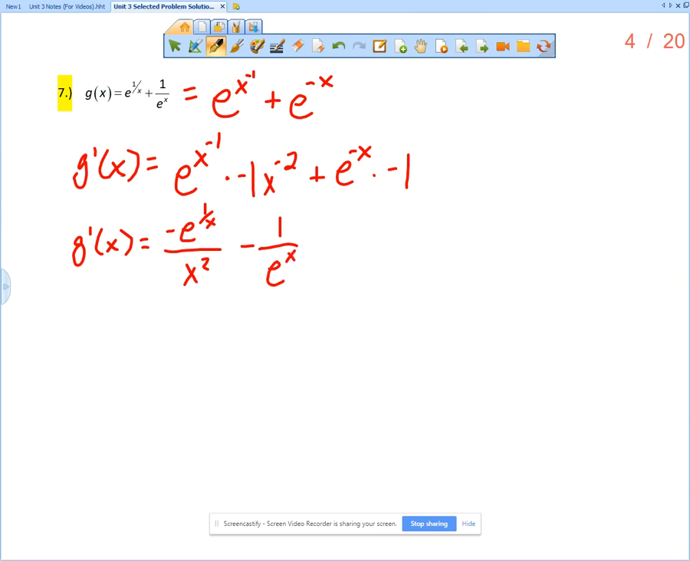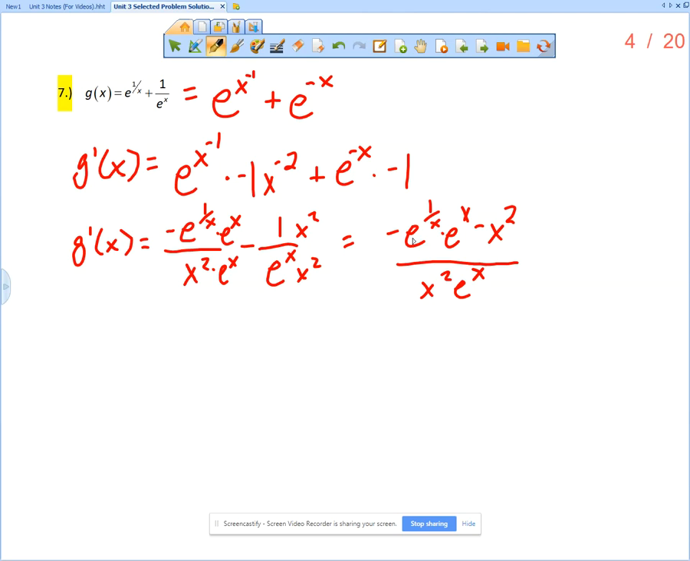Now, if I have it like this, we might not see that on the answer sheet either. So we could potentially want to get a common denominator, which would mean I would have to multiply the first fraction by e to the x over e to the x, and the second fraction by x squared over x squared. So potentially you could have an answer that looks like this. Negative e to the 1 over x times e to the x minus x squared over x squared e to the x. So you might have that as your answer.